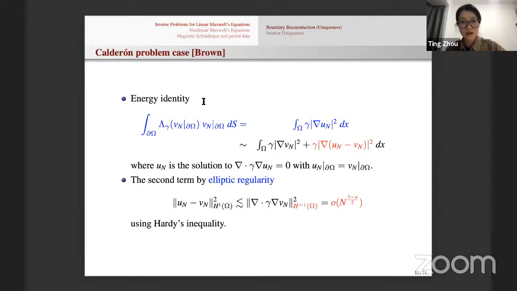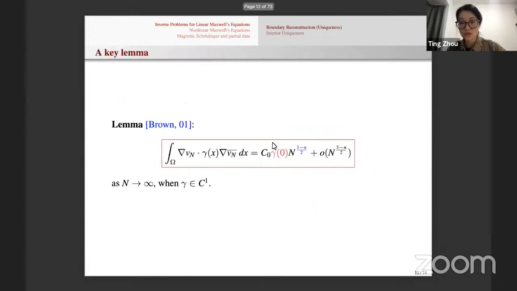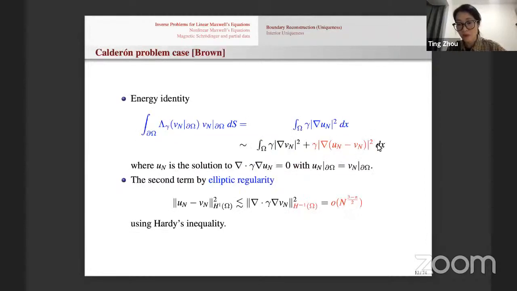So back to our Calderon problem, recover the boundary values. You apply the DN map to this function restricted on the boundary, the voltage on the boundary. So the u_n will be the solution to the conductivity equation, but matching this v_n on the boundary. And it's not hard to get this identity first, the blue identity part. And this energy can be split into two parts, roughly speaking. One is the term that we wanted to use in the lemma, so that we can recover gamma of 0. And then you have the remaining part.